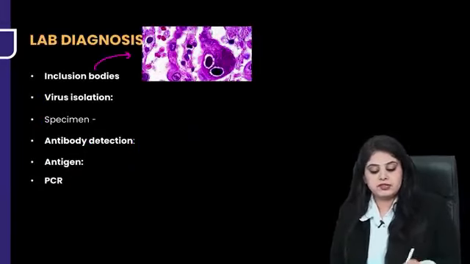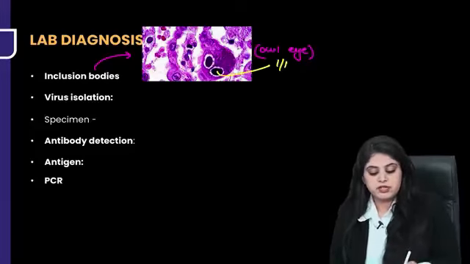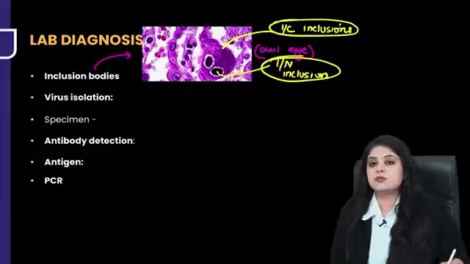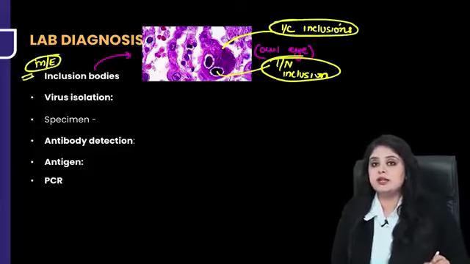For the lab diagnosis, I think we all remember it has something known as the owl eye appearance, and that owl eye appearance is based on what? It has intranuclear inclusions. But does cytomegalovirus also have intracytoplasmic inclusions? I have taught you this in your general virology. Yes, it has intranuclear and intracytoplasmic inclusions. That is how the microscopic examination looks like, owl eye appearance.